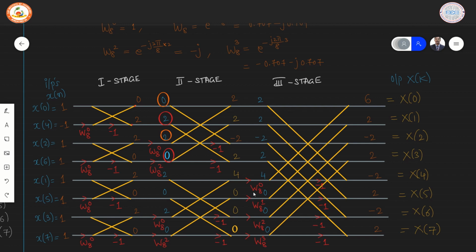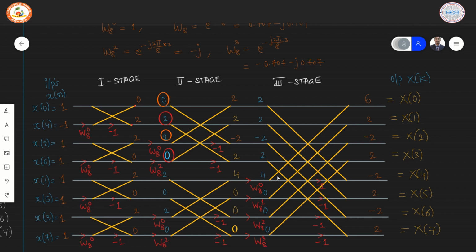Next, we have to scale appropriately with W8 to the power of 0, W8 to the power of 1, W8 to the power of 2, and W8 to the power of 3. This gives us the result, which is 4, 0, 0, 0 respectively, because the input signals here are zeros. Next, the final stage output is calculated as the sum of 2 and 4, answer is 6. The difference of 2 and 4, answer is minus 2.